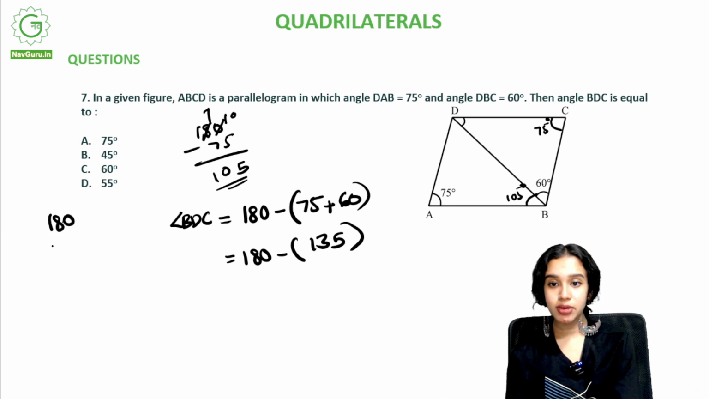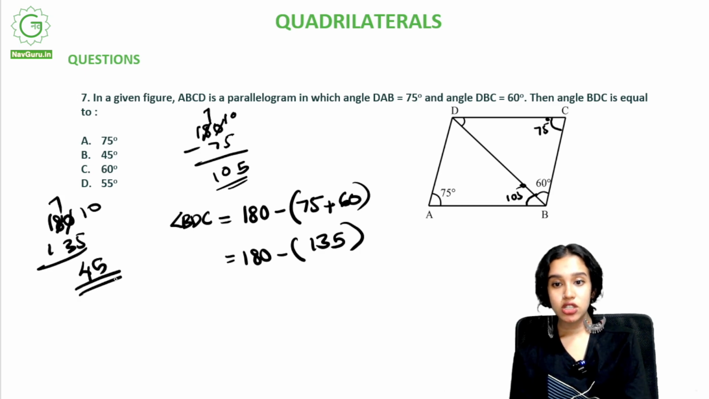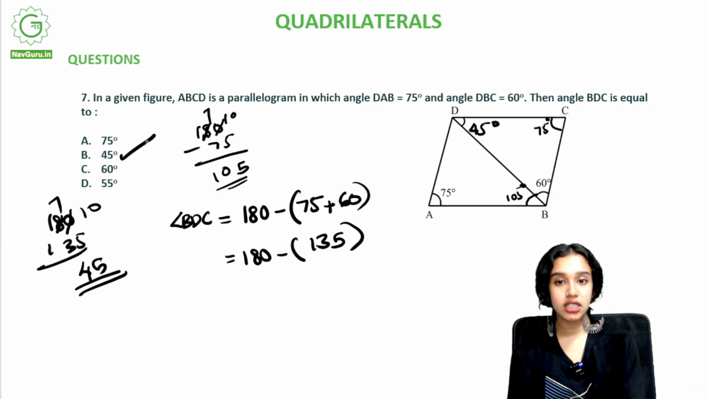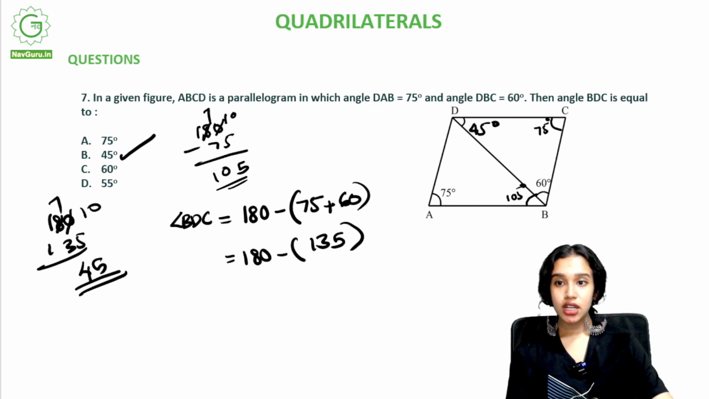So, what is 180 minus 135? It is 45. So, the angle here would be 45 degrees, that is the answer for this question. Now, let's move on to the next question.